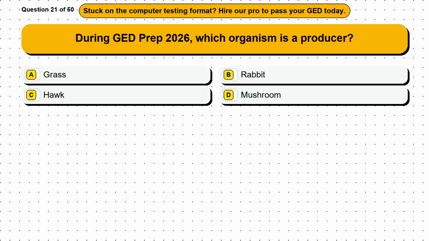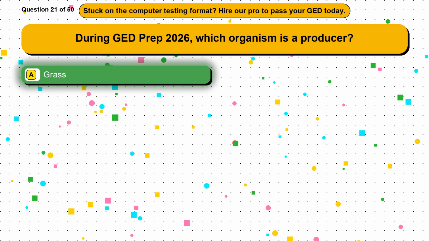Question 21. During GED Prep 2026, which organism is a producer? Option A Grass. Option B Rabbit. Option C Hawk. Option D Mushroom. The correct answer is option A.